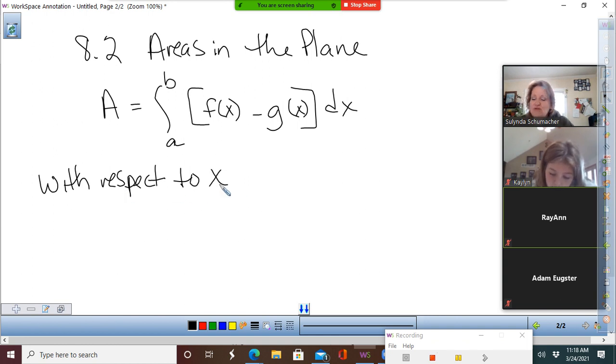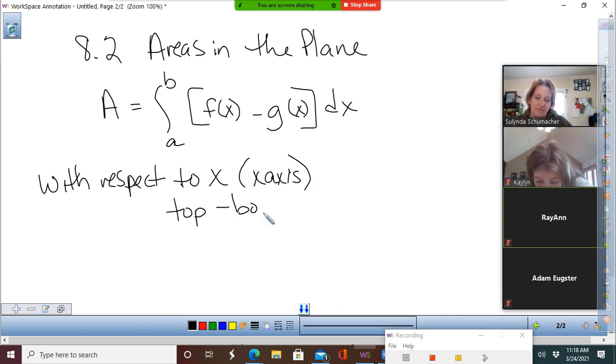So that's usually what we have is if everything is above the x-axis and we're looking at it that way. So I'm going to write x-axis here when I say that. And that means we're going to take the top function and subtract the bottom function.